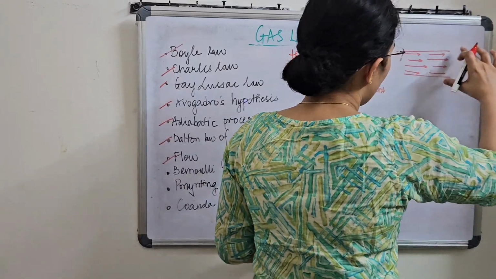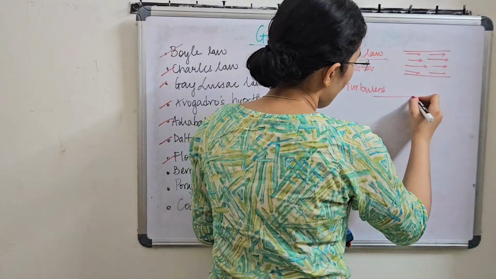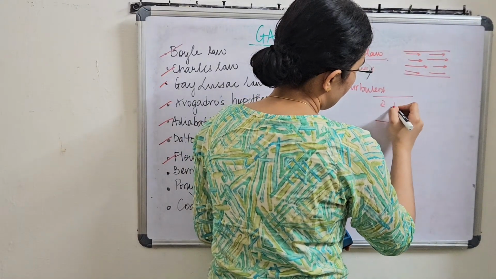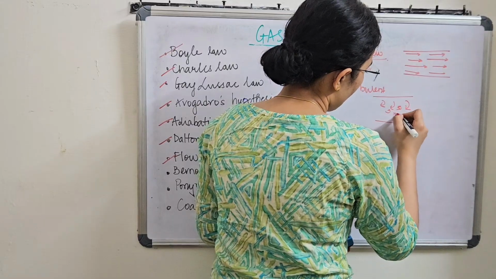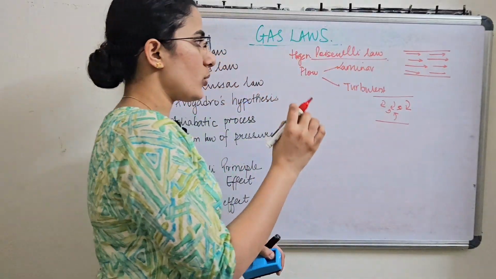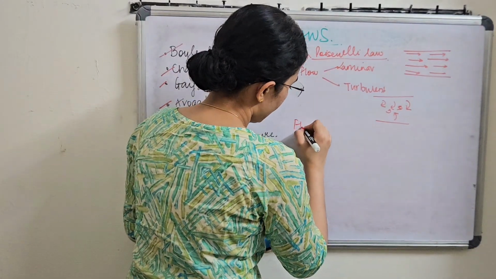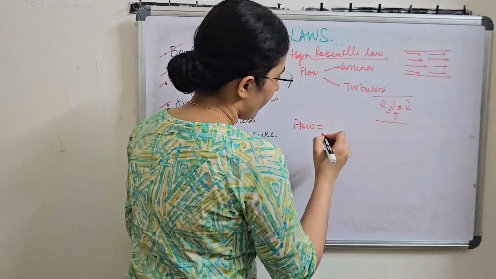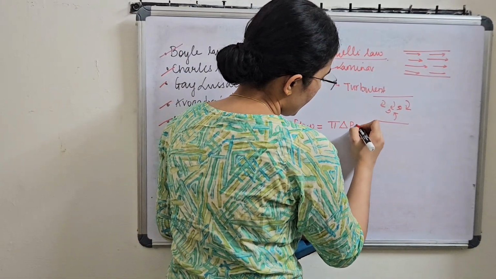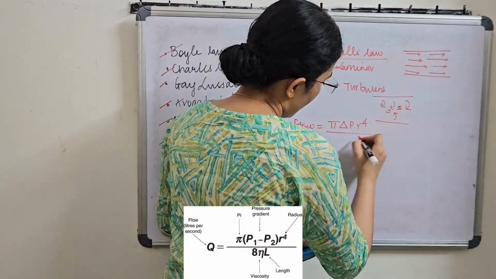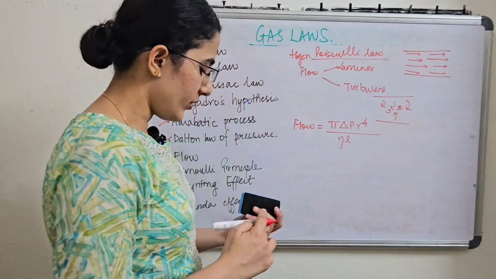So this is the kind of flow that is called the laminar flow. Whereas in turbulent flow, you will see many eddy currents that are produced. So when we come to flow, one important law is called Hagen-Poiseuille's law, which states that flow will be dependent on pi into pressure difference, radius raised to 4, and inversely proportional to the viscosity and the length of the tubing.